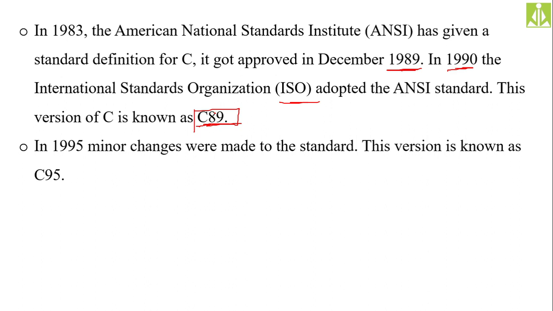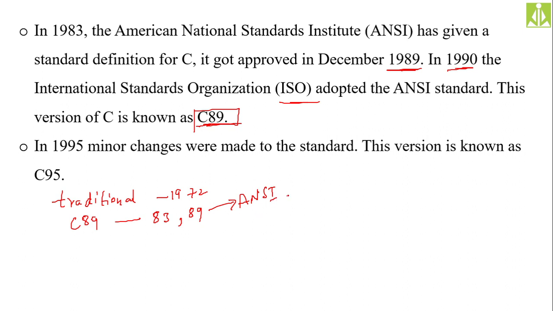Some more changes have been done. From traditional C, developed in 1972 by Dennis Ritchie and team, we got C89. The standard was given in the year 83 and approval was got in 89, which is why we call it C89. Who gave this standard? Two organizations, ANSI as well as ISO.